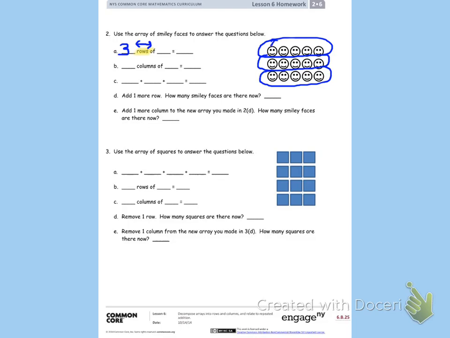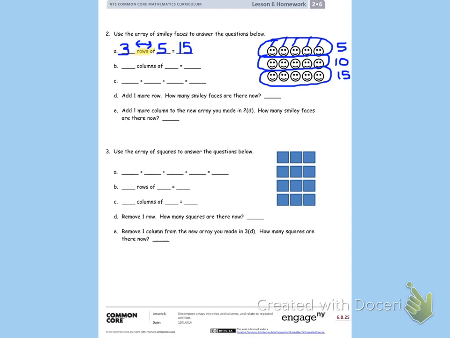Let's count. 1, 2, 3, 4, 5. There are 3 rows of 5 smiley faces. Now I'll go ahead and count by 5s to figure out what the total is. 5 and 5 more is 10 and 5 more is 15. So 3 rows of 5 equals or is the same as 15.